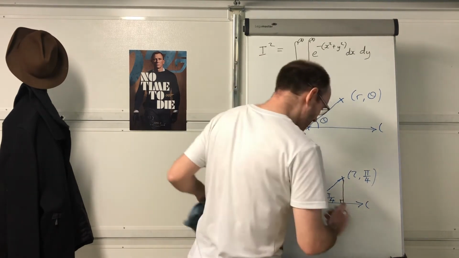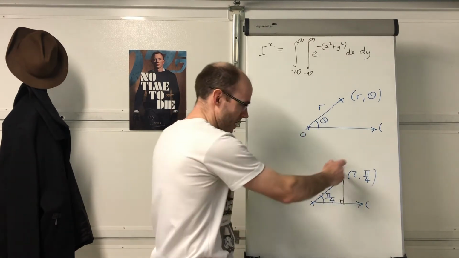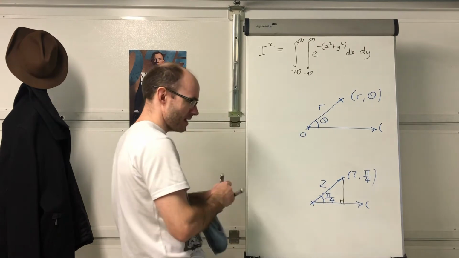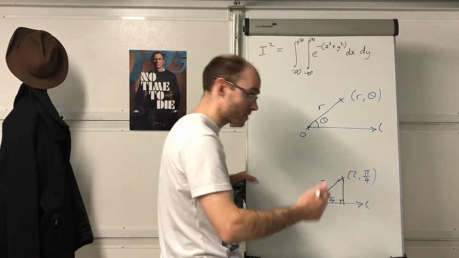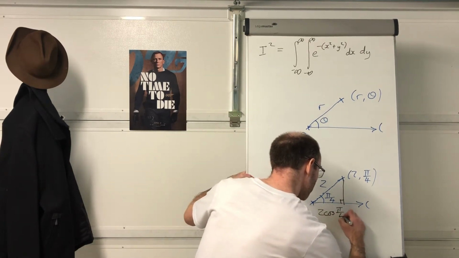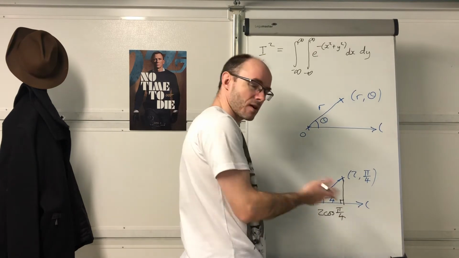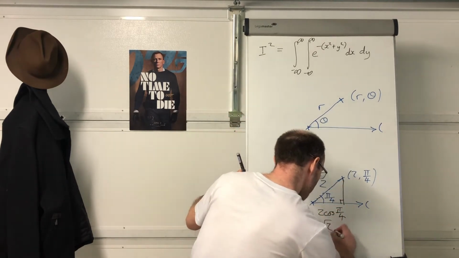Okay. Because this length here, call it the hypotenuse, of course, is 2. And so if you want to work out what that is, the horizontal distance for our x coordinate, that's going to be 2 cos pi over 4, isn't it? And what is cosine pi over 4? It's root 2 over 2. So that's just going to be root 2.